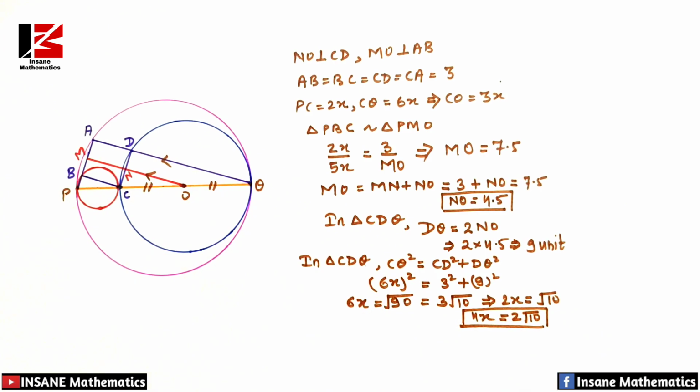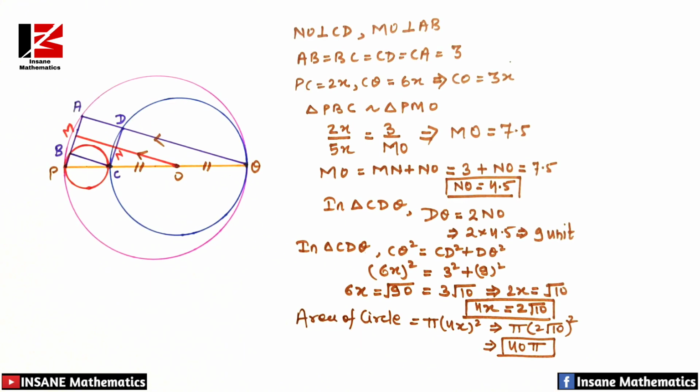So we need to calculate the area of this large circle. Therefore we need to calculate the radius of this circle. As we have assumed PQ is 8x, therefore radius of this circle will be 4x, and we have calculated the value of 4x. Now area of this circle will be pi r square, that is equal to pi into 2 root 10 whole square, and it will be 40 pi. That is the answer.